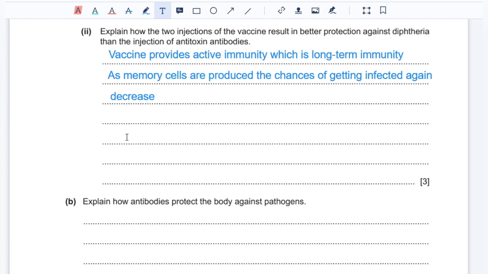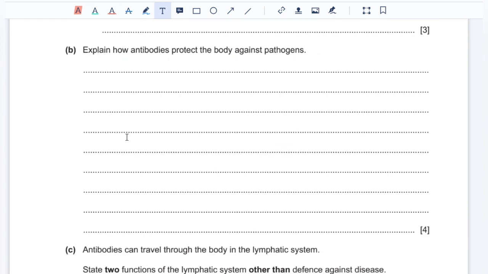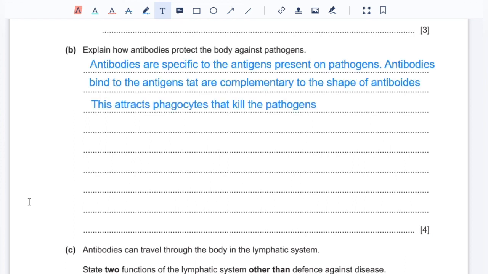B. Explain how antibodies protect the body against pathogens. Antibodies are the defense against pathogens that are specific to the antigens that are present on the pathogens. So antibodies can bind to these antigens that are complementary to the shape of the antibodies. This will attract phagocytes which will kill the pathogen and protect the body of the person.